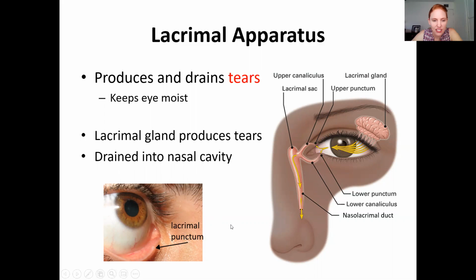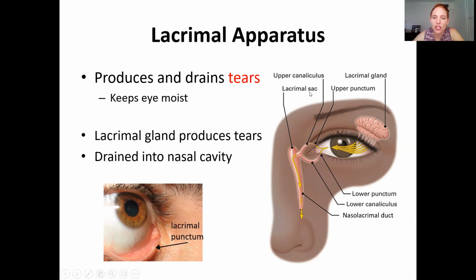Okay, these tiny little dots, those are the lacrimal punctum. Punctum is a tiny dot, right? Lacrimal punctum, and that's going to drain into the canaliculi. The singular form of canaliculi is canaliculus, but collectively they would be the canaliculi. So canal as in like a tunnel that it's going to go through, the canal that moves the liquid along. Then it goes into the lacrimal sac.